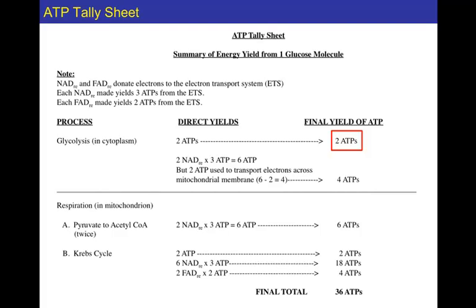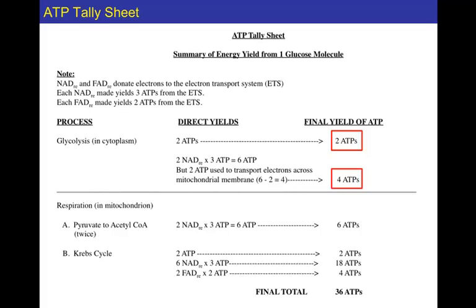First, remember that in glycolysis, you make 2 ATPs as a final yield. And remember, that's a net gain. You used up 2 ATPs, but you then made 4 for a net gain of 2. Also keep in mind that during glycolysis, you make 2 reduced NADs, and each of them can translate in the electron transport system into 3 ATPs apiece for a total of 6 ATPs.